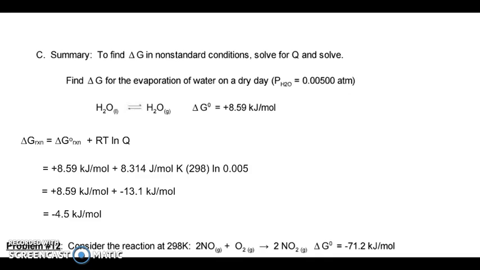Voila! All right, so here is your work. Notice that it's negative 4.5 kilojoules per mole. It's negative, so is it spontaneous when the pressure above the puddle, if you will, is 0.00500 atmosphere? The answer is yes, it is still spontaneous. Let's look at problem number 12, see what we do here.